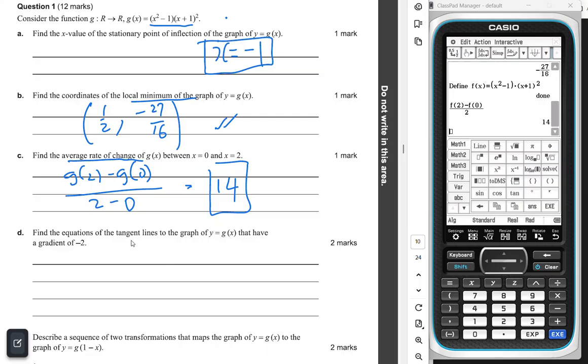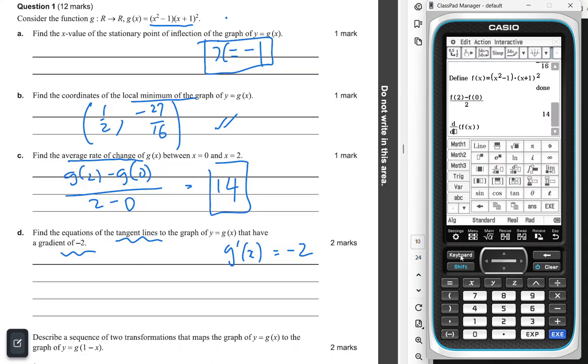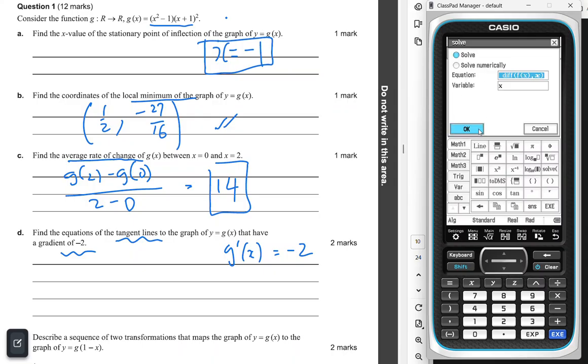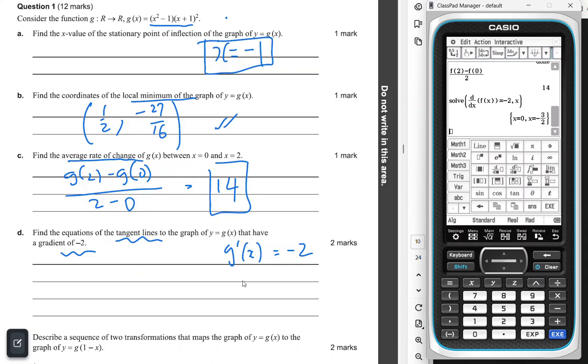Find the equations of the tangents of the graph that have a gradient of -2. So I want the derivative of f of x and set it equal to -2. I take f of x and I take its derivative, and I make it equal to -2. I'm looking for those two answers. So that's at x equals 0 or x equals -3 on 2.